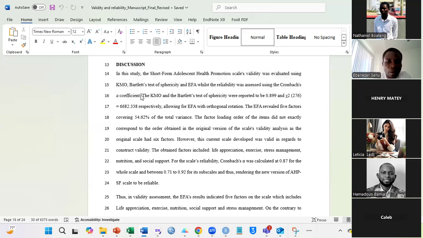Then we move on. The KMO and the Bartlett's test were reported to be these values respectively, allowing for EFA with orthogonal rotations. The EFA revealed the 5 factors of this scale. Then for the scale's reliability, Cronbach's alpha was evaluated for the whole scale.